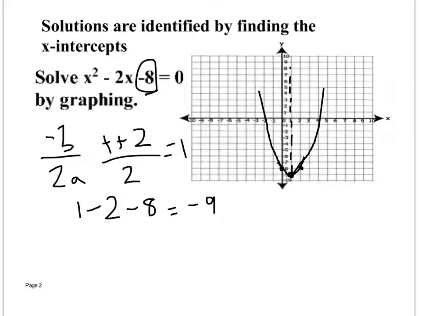So we look. Where does it cross the x-axis? To me, it looks like it is at -2 and 4. Just graphing it, that's what that looks like.